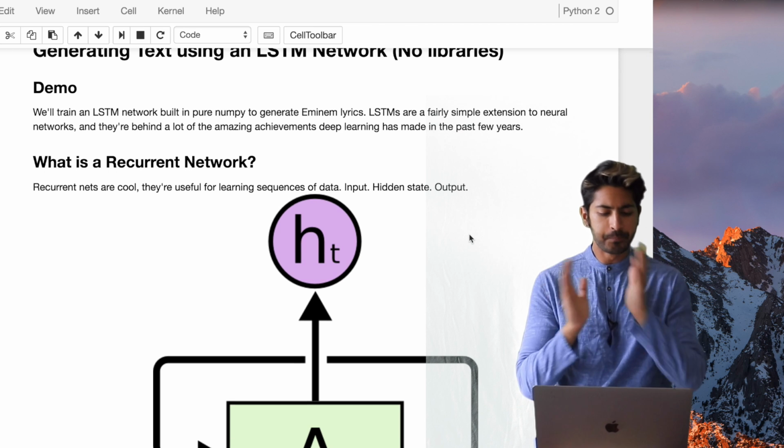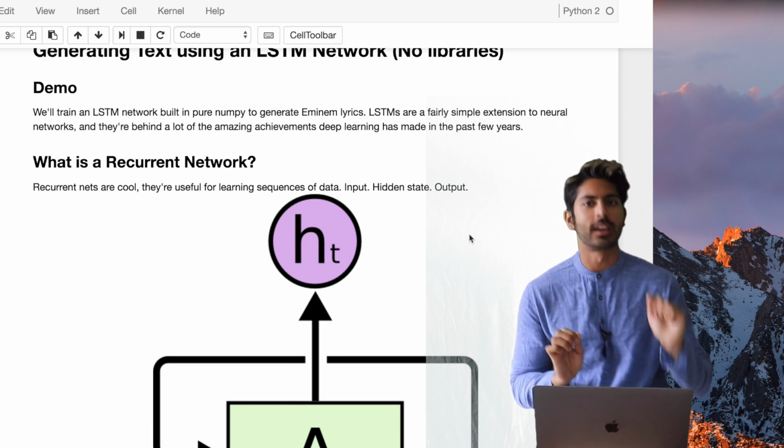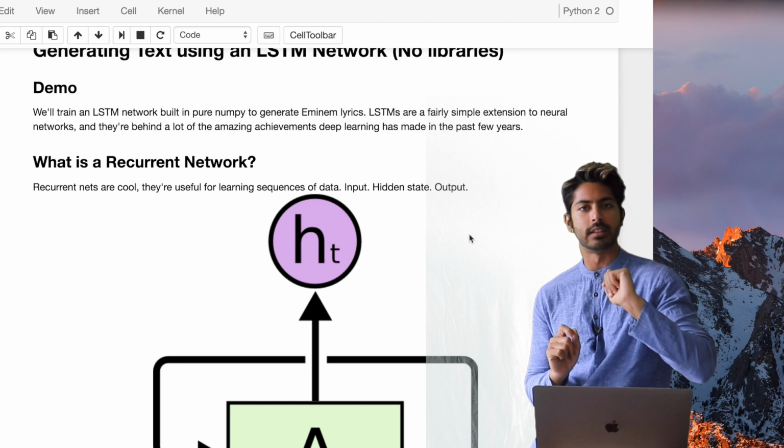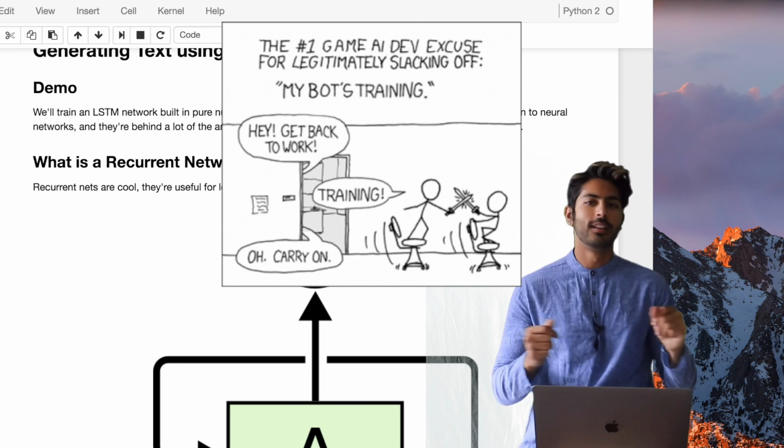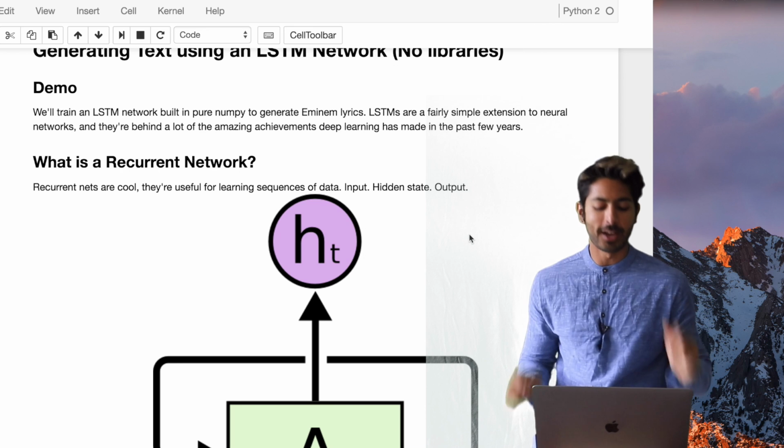Okay, so here we go. What is a recurrent network? Can you tell me what a recurrent network is in one sentence? I'll give you 10 seconds. Go. Okay, that's all the time you get. I'm not going to wait a full 10 seconds.